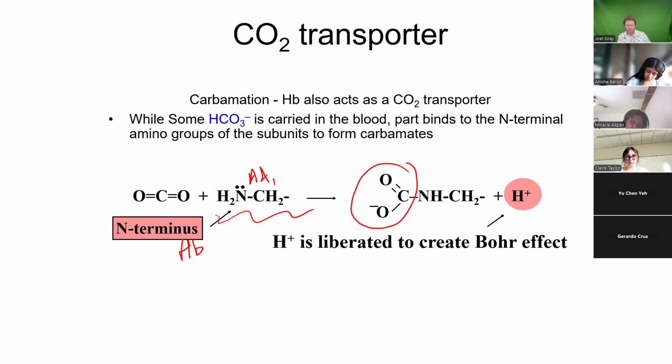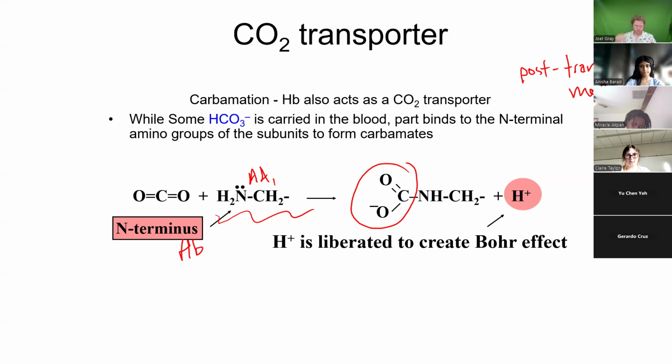I didn't draw heme there. This is what is known as a post-translational modification. I'll just say mod. This is the protein getting some sort of chemical modification after translation has taken place. The modification being the attachment of a CO2 molecule.